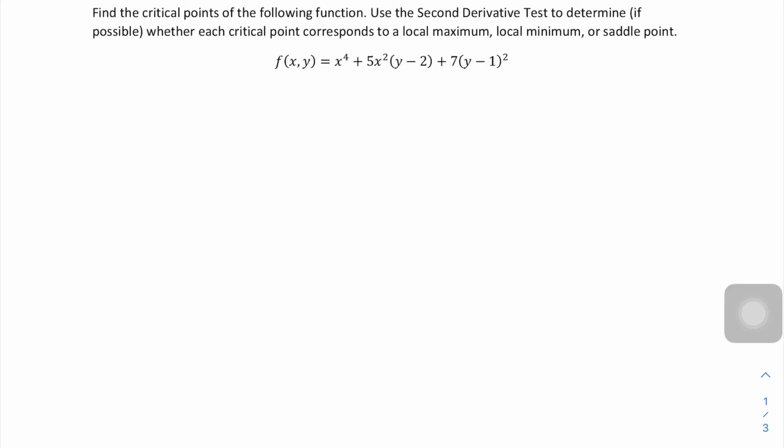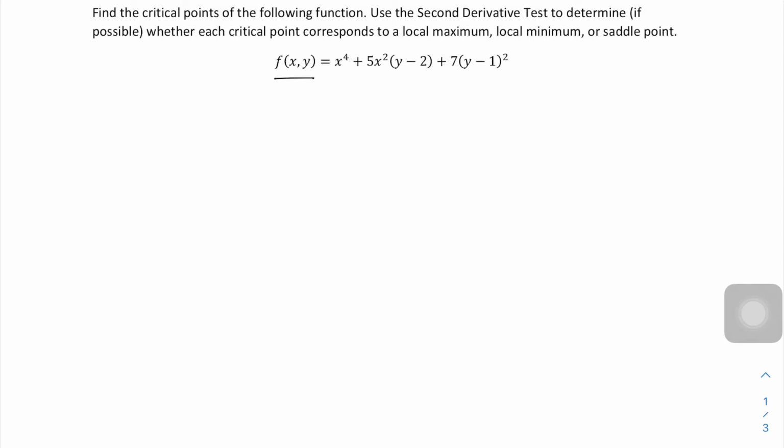What's up, everybody? Today I will show you how to use the second derivative test to determine whether a critical point corresponds to a local maximum, local minimum, or saddle point. To do that, the first thing we need to do is calculate the critical points, and we do that by setting the derivative equal to 0 and solving for x and y.